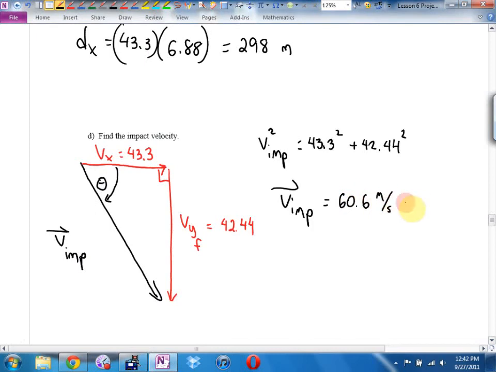Direction. This angle here. What trig function? Opposite, adjacent, or hypotenuse based on that angle there. What's this one? What about this one? Which trig function has the A and the O in it? Absolutely.